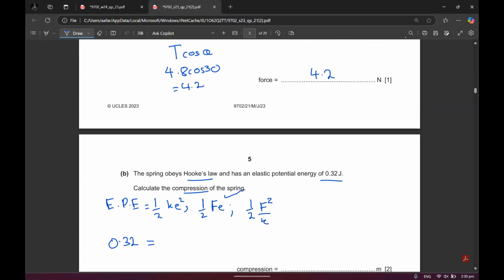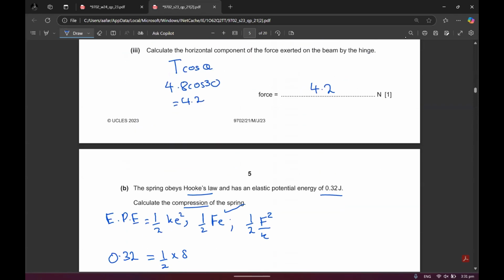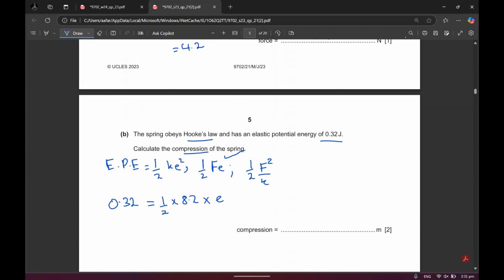0.32 joules is equal to half into force, which is 0.8, into compression or extension. So the extension you get is 0.078 meter.